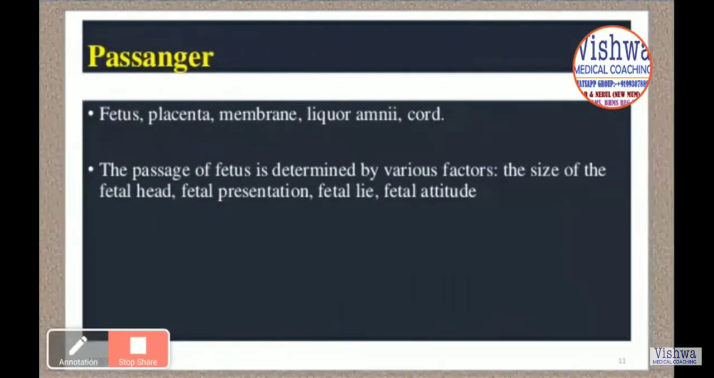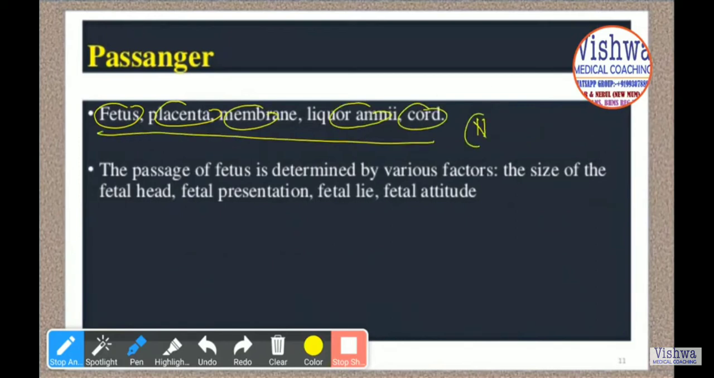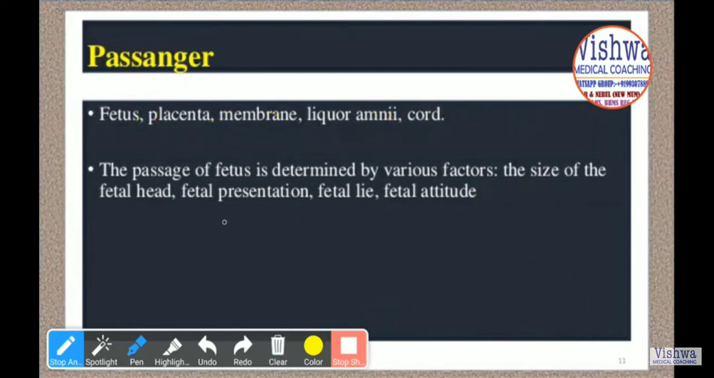And the third important part was the passenger, that means the baby, fetus, placenta, membranes, liquor amnii, as well as the umbilical cord. These all should be of normal shape and size. If they are not, they can lead to abnormalities in labor. I'm talking about the fetal head. The most important deciding factor is the fetal head, because it is the maximum diameter going to come out through the maternal pelvis.